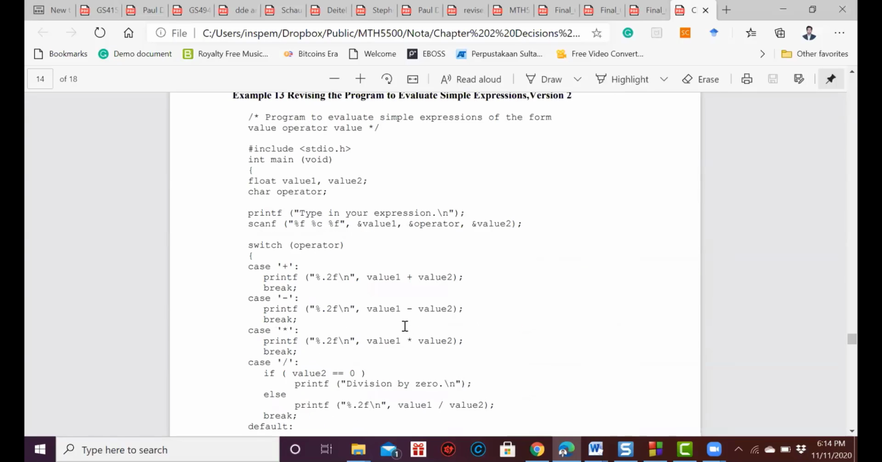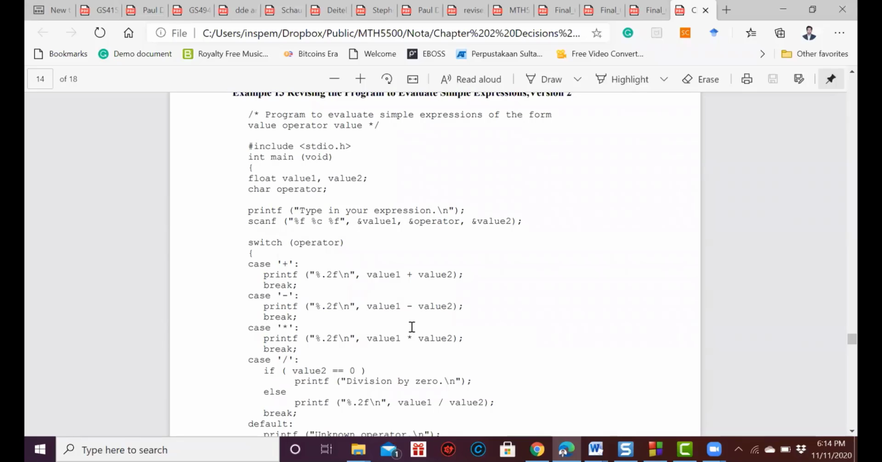Now a real example here. Look at the example. Value 1 and value 2 are floats, and the operator is a character. Type in your expression. So scanf takes value 1, operator, and value 2. The format for value 1 is %f, value 2 is %f, and in between is the operator, so the format is %c. The operator is a character.